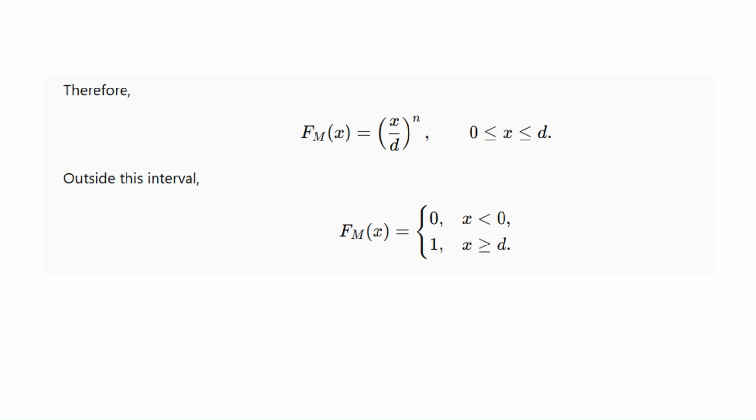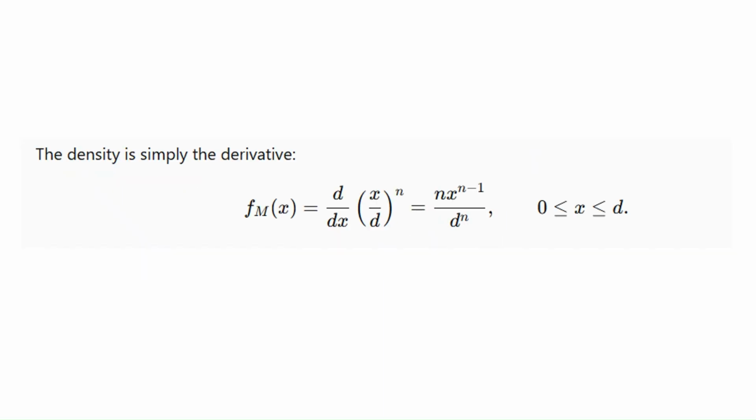So the CDF becomes F of x of m is equal to x by d to the power n. This is where x is between 0 and d. So now we can calculate the density by differentiating the CDF. We differentiate x over d to the power n. This gives us n times x to the n minus 1 over d to the power n.